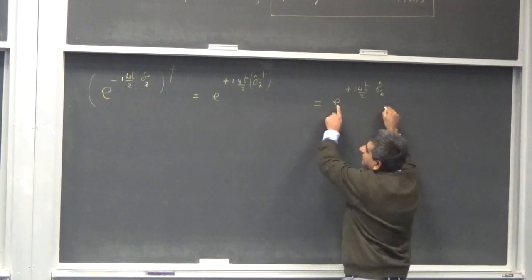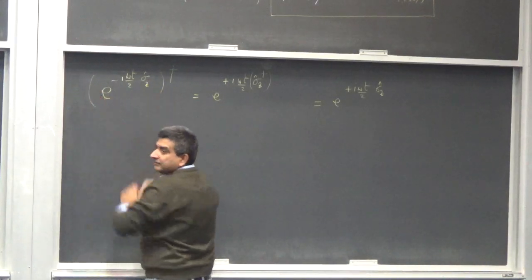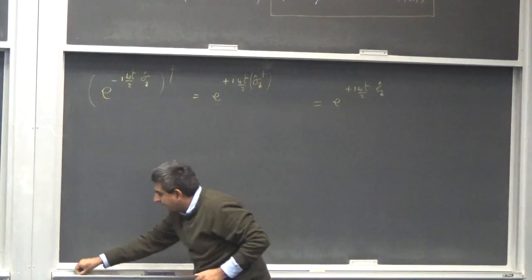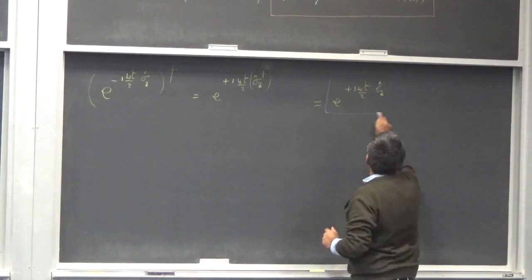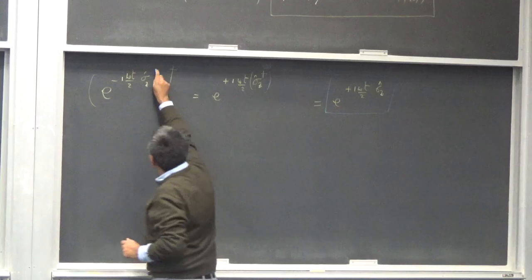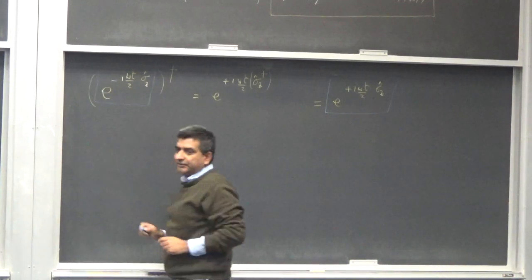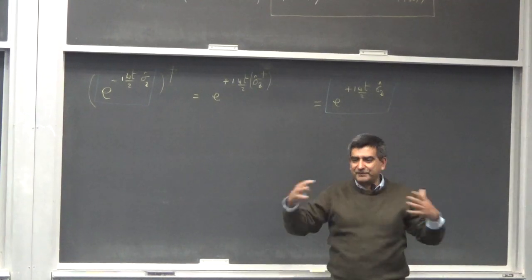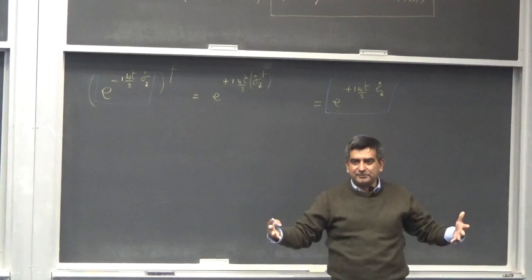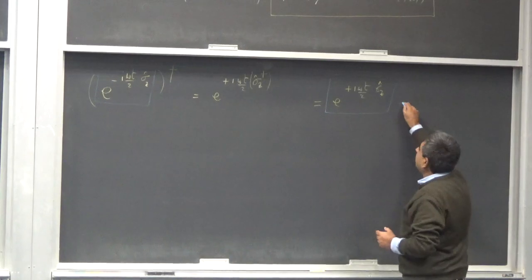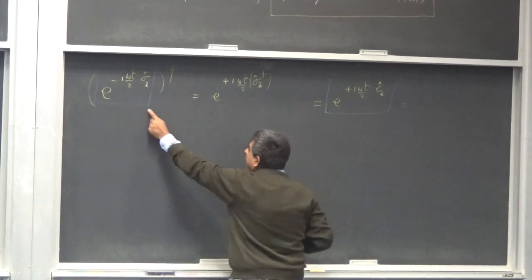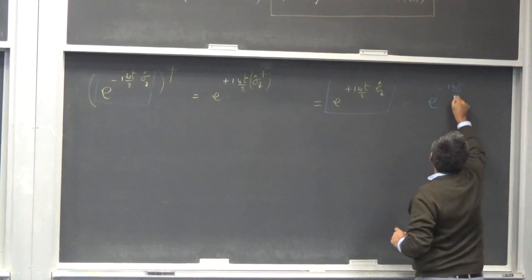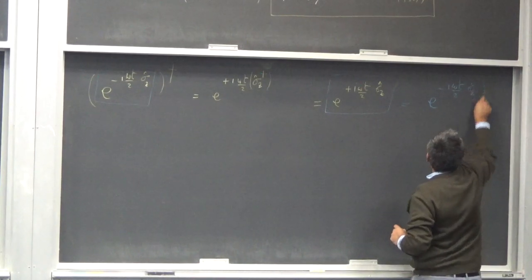Now is this the inverse of this? Is this operator the inverse of this thing? Yes, it is. Because if I put both of them together, one after the other, I will get identity. So this is indeed the inverse of this, e to the minus i omega t over 2 sigma z inverse.